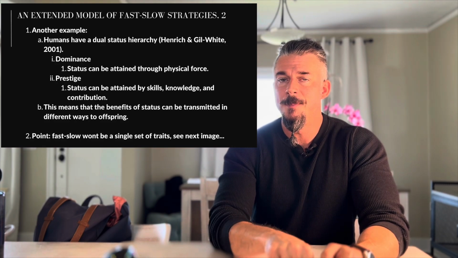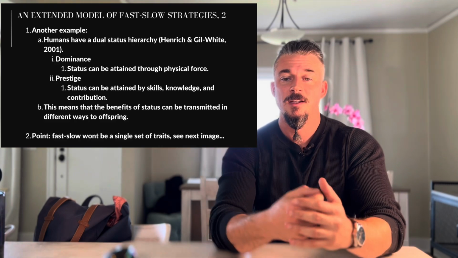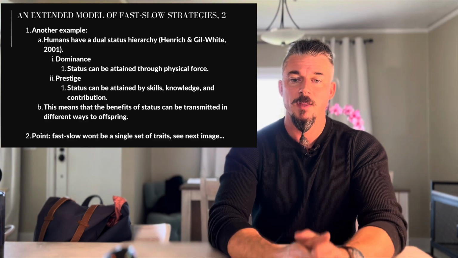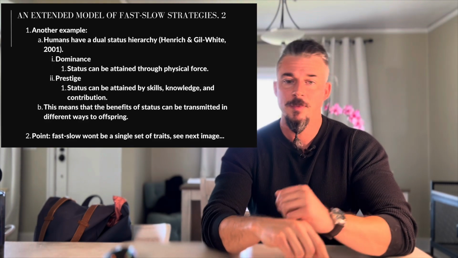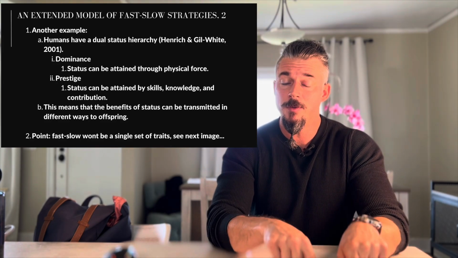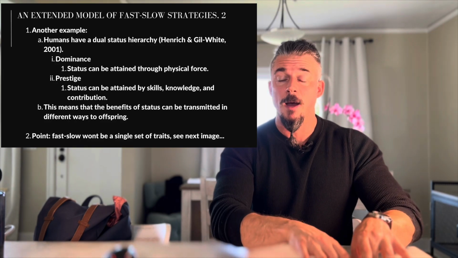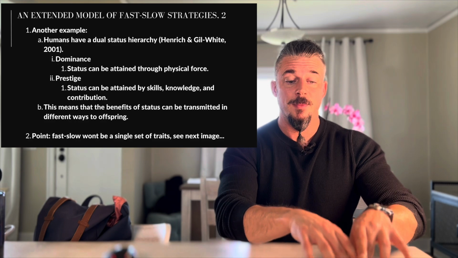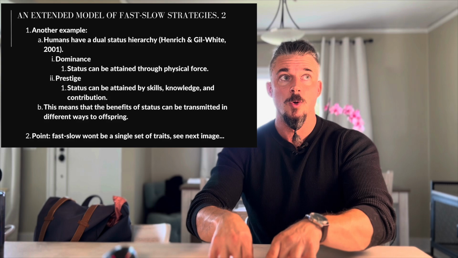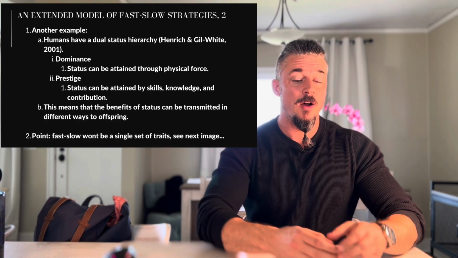So this also means that the benefits of status can be transmitted in different ways to offspring, right? Did you inherit the gang from the warlord, or are you the son of the man that everyone loves, whatever the case may be. The point being that fast and slow life strategies here won't just be a single set of traits, and both of these, dominance and prestige, can also reflect fast versus slow, right? Dominance, immediate gratification, impulsivity. That is a way that individuals with fast life history strategies tend to exert or gain status. And often, when I said prestige is better, it's because these dominance strategies often tend to be very fleeting, right?